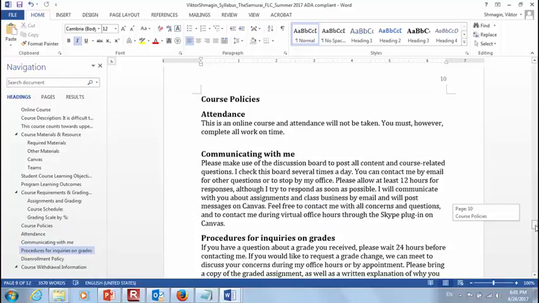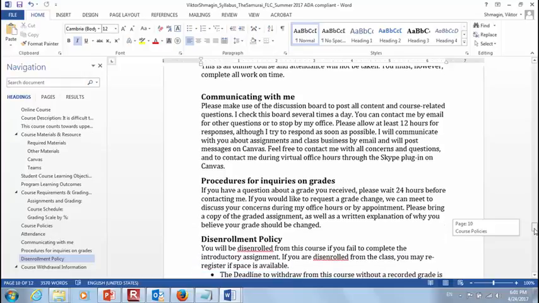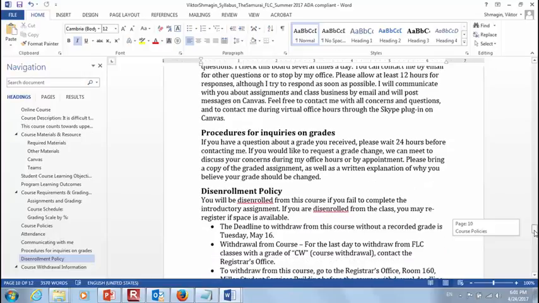Course policies, attendance. So it's an online course. We won't take attendance, but you must complete all work on time. Communicating with me. As I said, use the discussion board question and answer section to post all of your class-related questions, unless there's something personal, then email me. Please allow 12 hours for responses, although really I will reply much sooner than that, unless I'm absolutely unable to. I will communicate with you about assignments and class business by email, and we'll also post messages on Canvas, whichever seems to fit the situation.